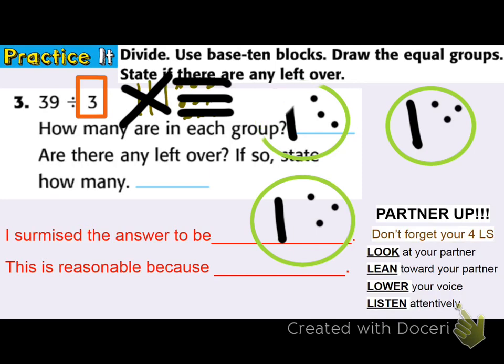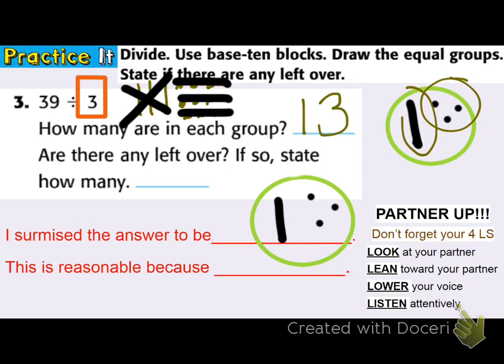I can now go ahead and look at the questions they're asking. How many are in each group? Well, each group has 13. It has 1 ten and 3 ones. So there's 13 in each group. Are there any left over? No, I was able to divide 39 into 3 groups.